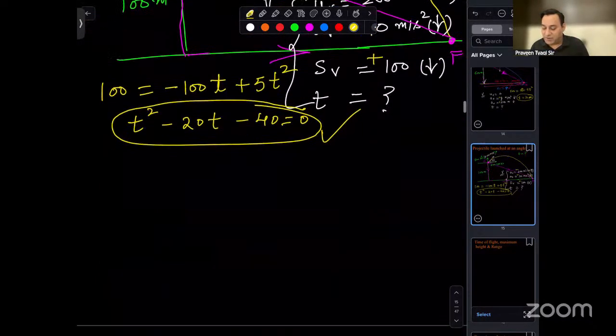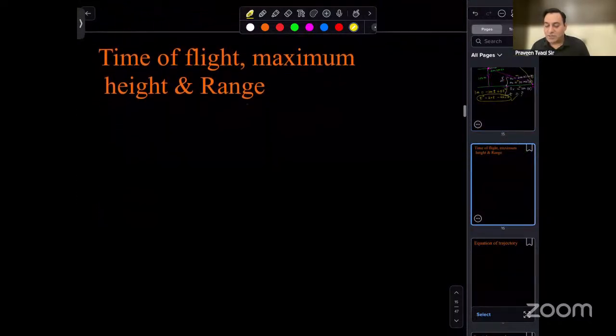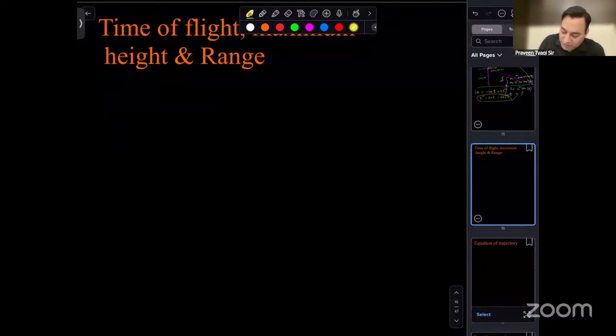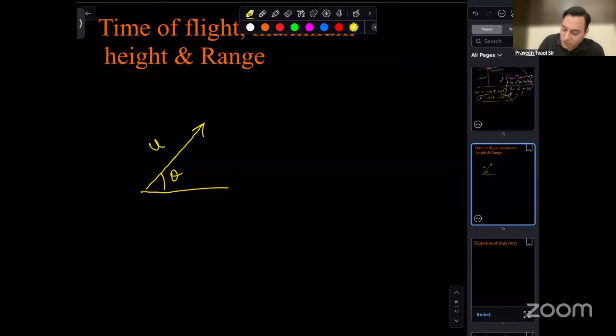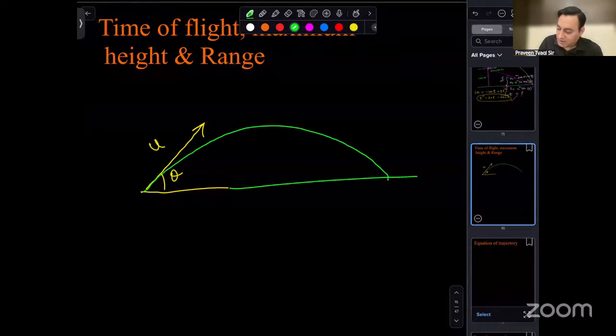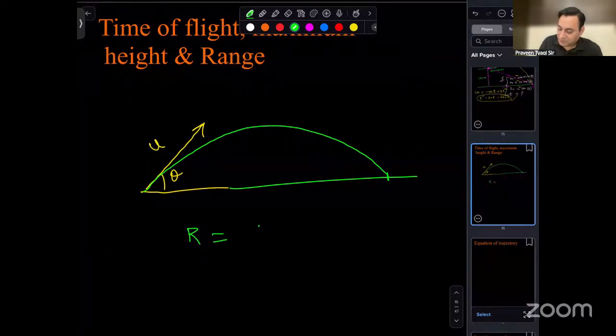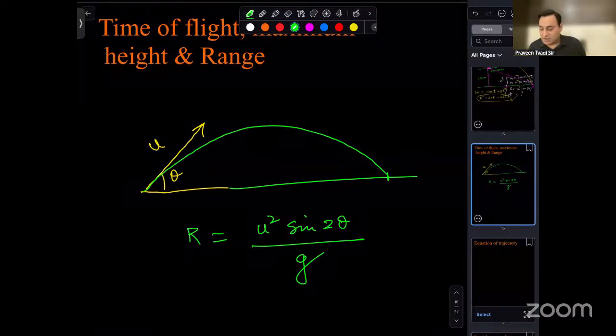vertical directions. Now, if I give you, okay, what is the time of flight, maximum height, and range? These formulae I've already explained to you. And okay, there is one interesting thing I want to tell you. If I threw a stone at an angle theta with the horizontal, and I found out the range, there was this formula, range came out to be u square sine 2 theta upon g. That was the range. We calculated all that just a few minutes back.